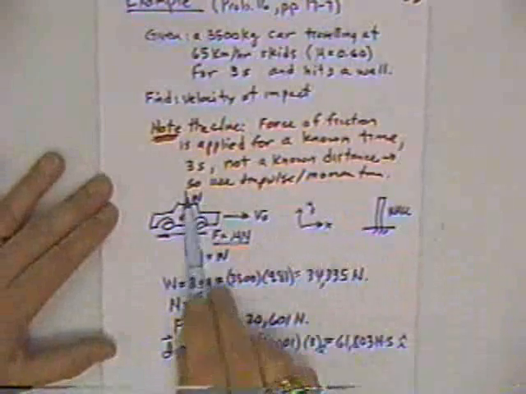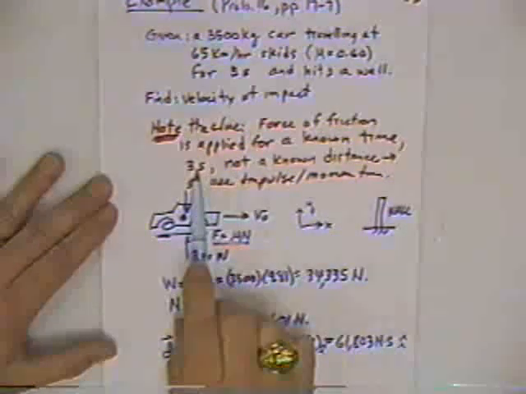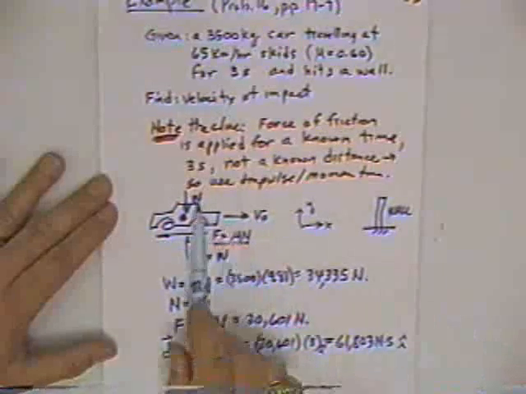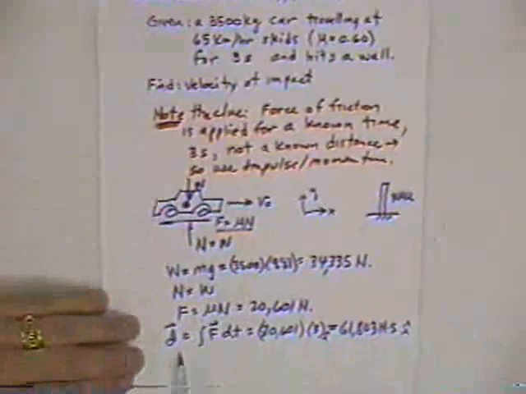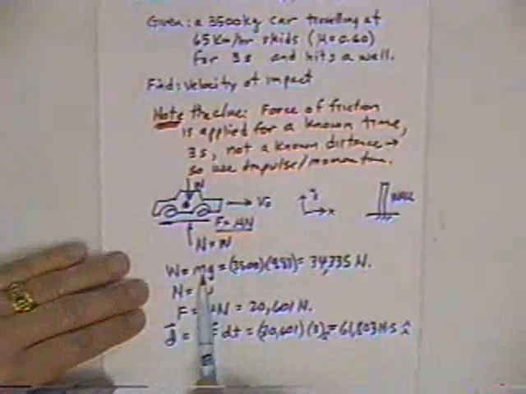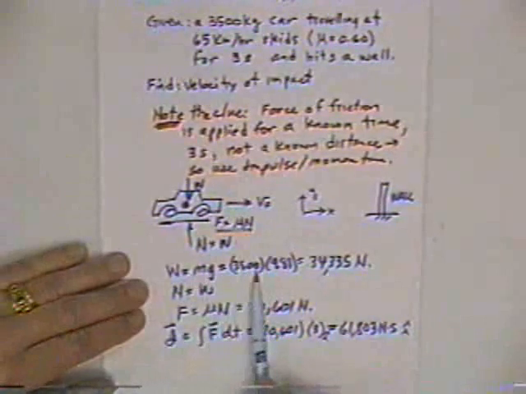All right, we got this clue that says use impulse momentum because they tell me the force is applied for a certain period of time. And we know the force is mu N, mu times the weight. So the impulse is what I want to calculate. First of all, the weight. Since they give me the mass, I need to calculate the weight. Weight is equal to mg.